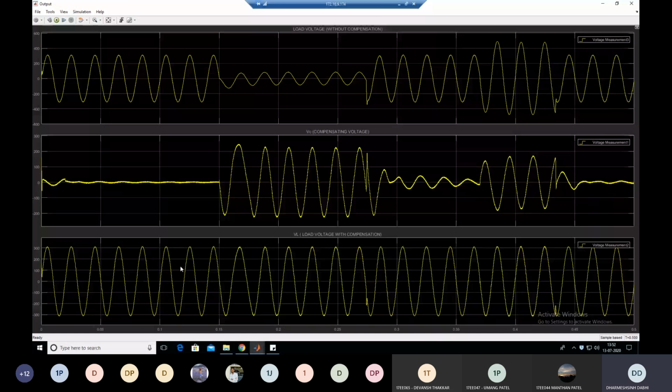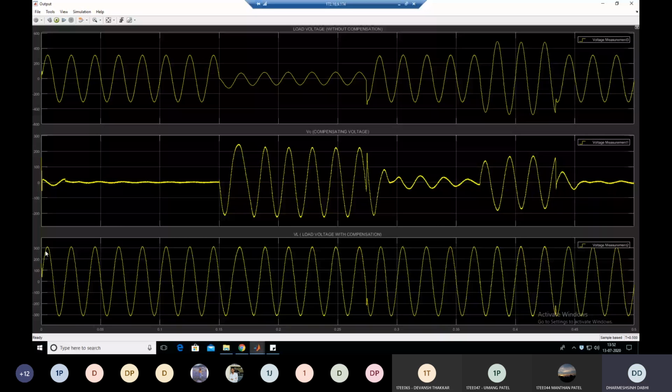You can see that here at 0.15 second, when the load voltage without compensation is reducing. But here, because of providing the compensation after 0.15 second, the load voltage is maintained at its rated value. You can see that it is 311 volt. Clear? Or you can say that it's 1 per unit. Clear?